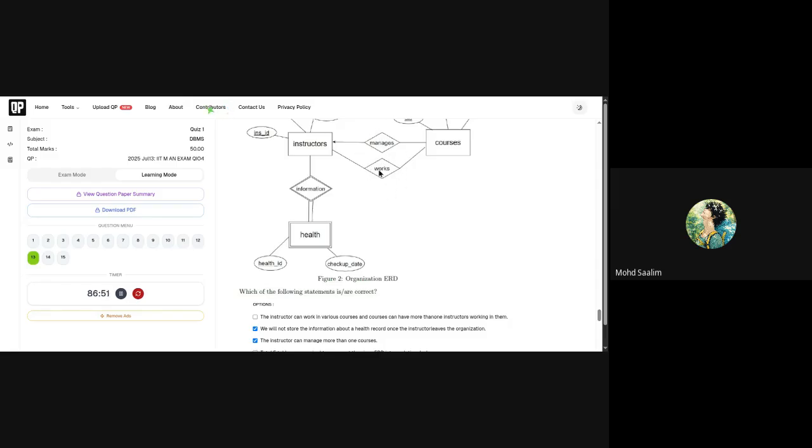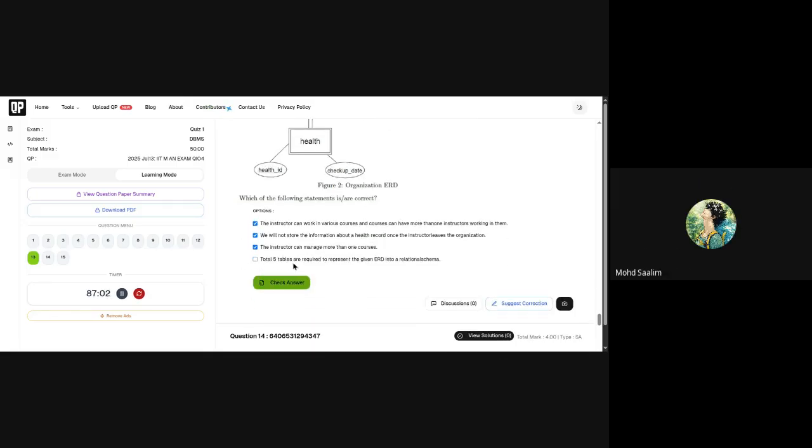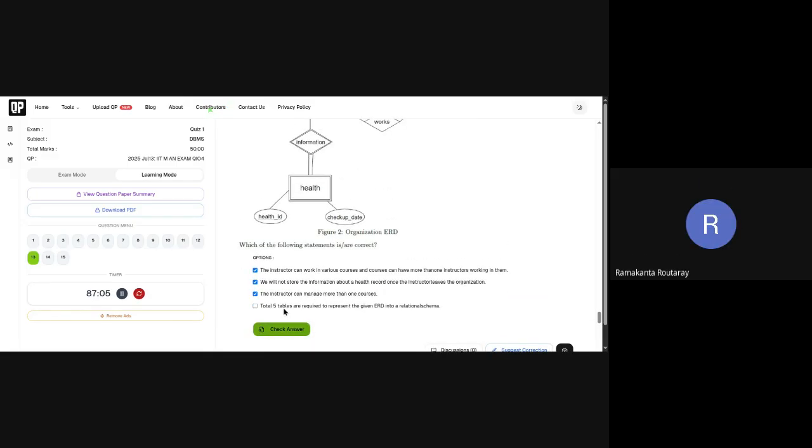Manages and works. We are talking about works here. Okay, so Works is a many to many relationship. Okay, done. Then that will also be correct. What about the last one? Table 5 are required to represent.